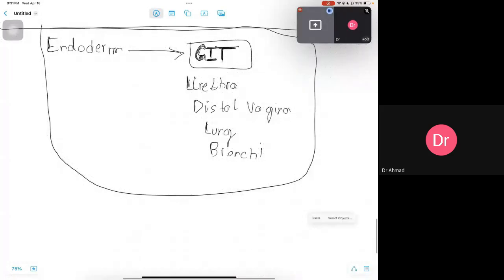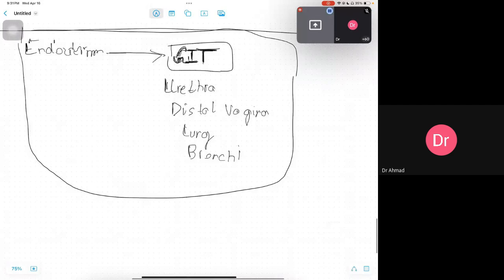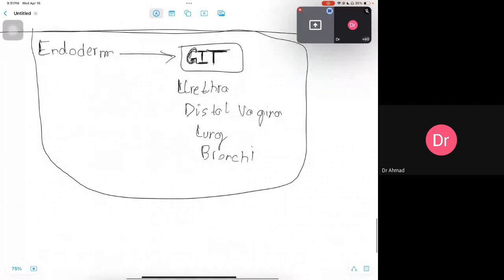You don't need to mindlessly cram what will lead to what. Just remember the GIT, any tubular structure, whether it is lung, liver, pancreas, gallbladder, anything which has a tube in it or epithelium in it, it will be formed by endoderm.